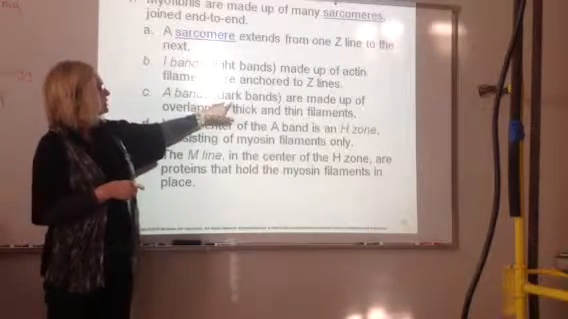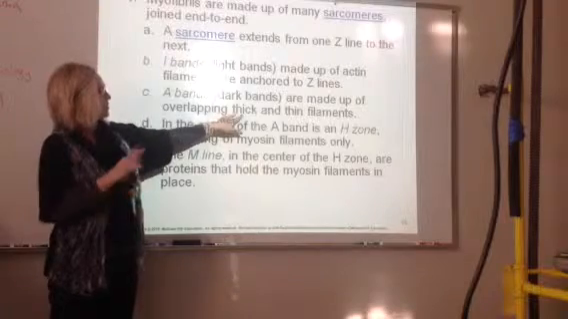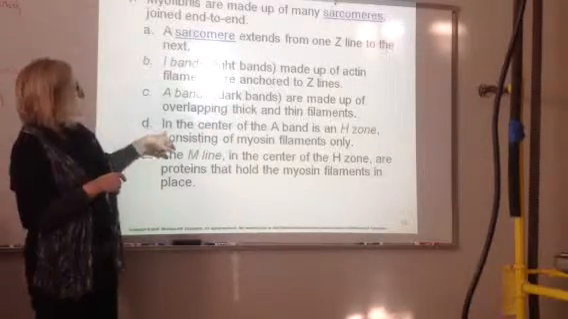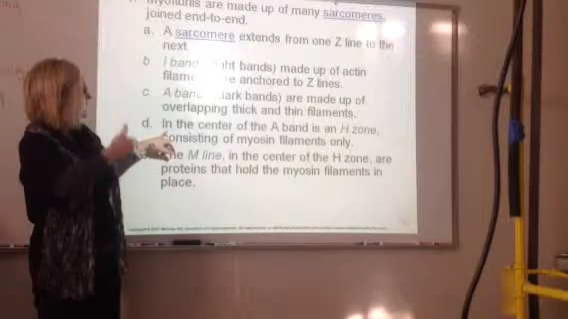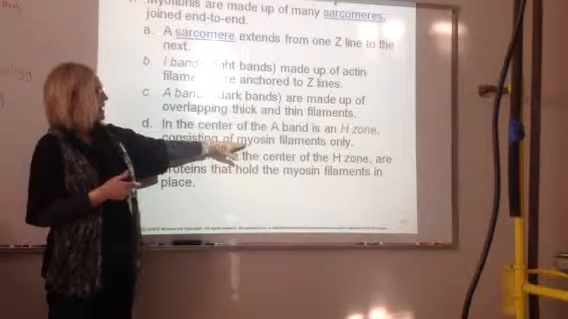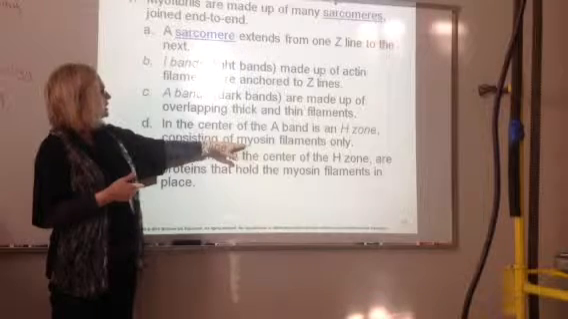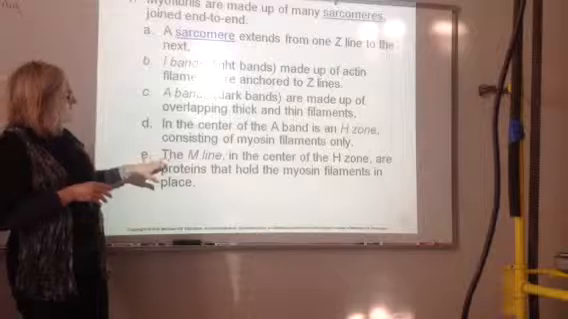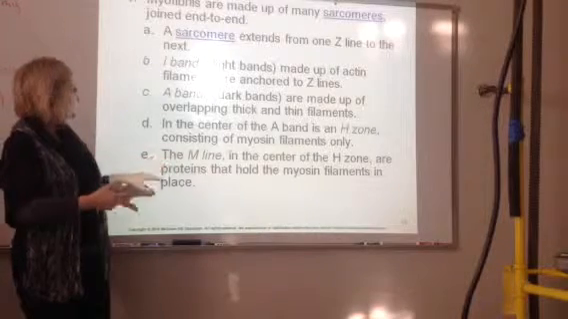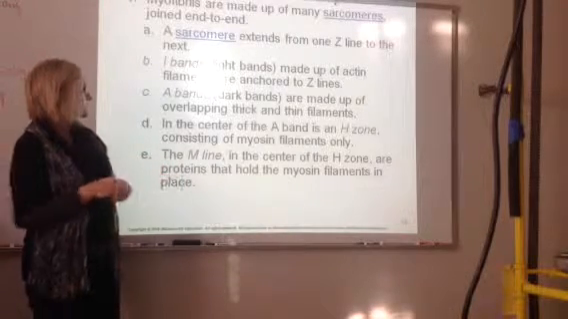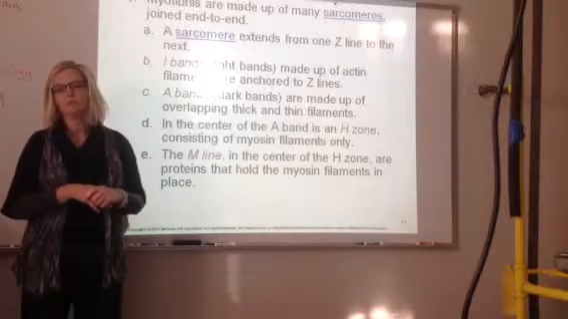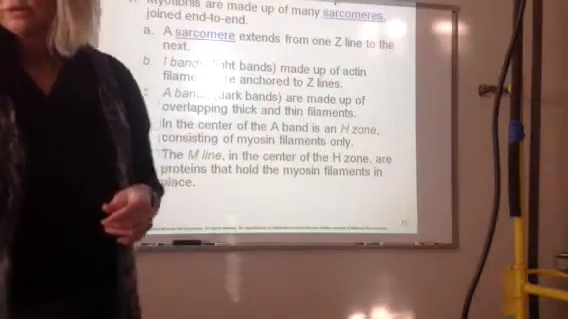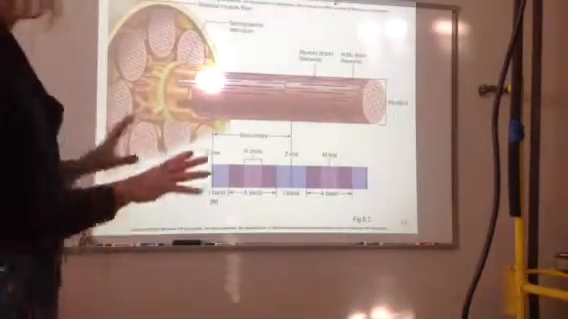A-bands are going to be darker in color, and they're made up of both the thick and thin filaments where they come together. And then in the center of the A-band is an H-zone, and that's where your myosin is located. That's where your thick filaments are going to be located. The M-line is in the center of the H-zone, and proteins that hold the myosin filaments are located there. So when we get to the picture, I'll kind of show you what I expect.